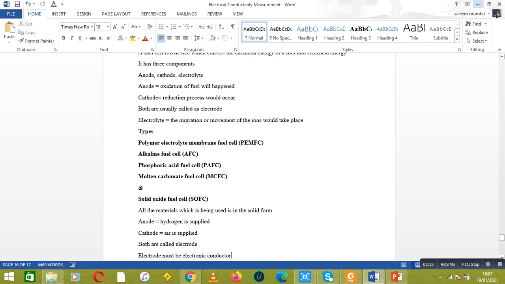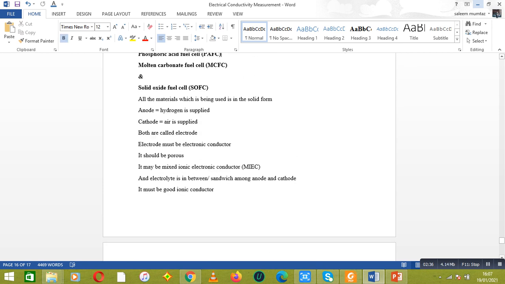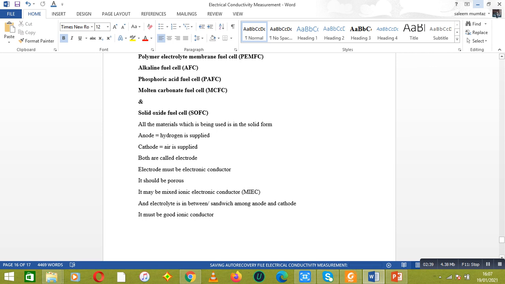The reason we discuss the solid oxide fuel cell is that it has more efficiency and more power as compared to all the above fuel cells. Now we will discuss in our research paper what the drawbacks of the solid oxide fuel cell are. However, there are many advantages of the solid oxide fuel cell over previous fuel cells. In the solid oxide fuel cell, all the materials being used are in solid form. That's why it is called the solid oxide fuel cell.